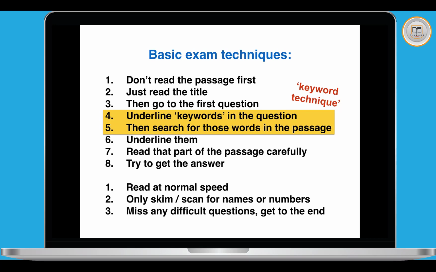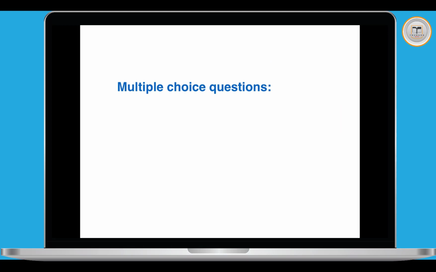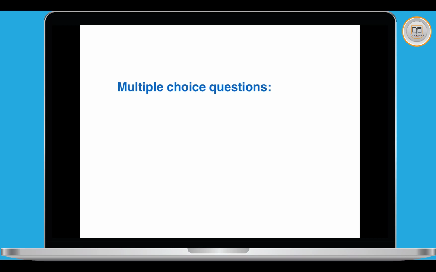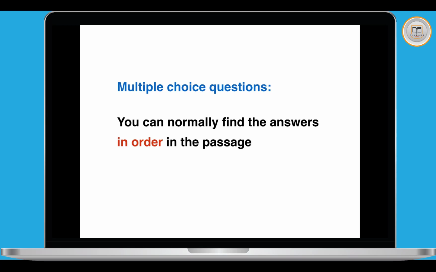2 more things quickly. Multiple choice questions can be difficult. Why? Well, they can be difficult because there's a lot to read and the choices can be similar or confusing. There's a lot of keywords to underline, different choices. You might find the information in all of the choices, which makes it confusing. You have to be careful about your decision. One more thing that is good, multiple choice questions, you can normally find the answers in order in the passage. Almost always the answers go in order.